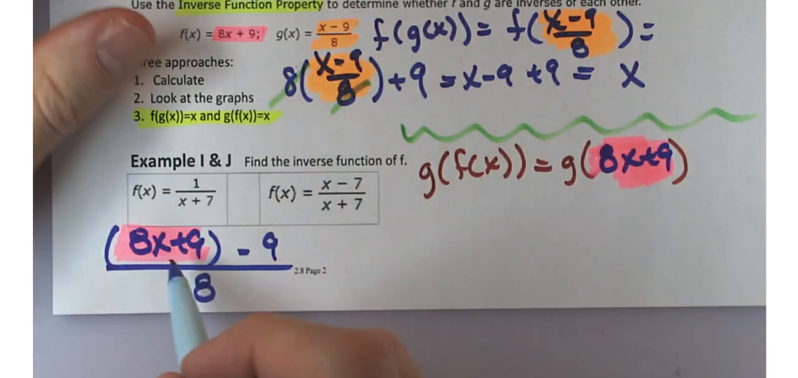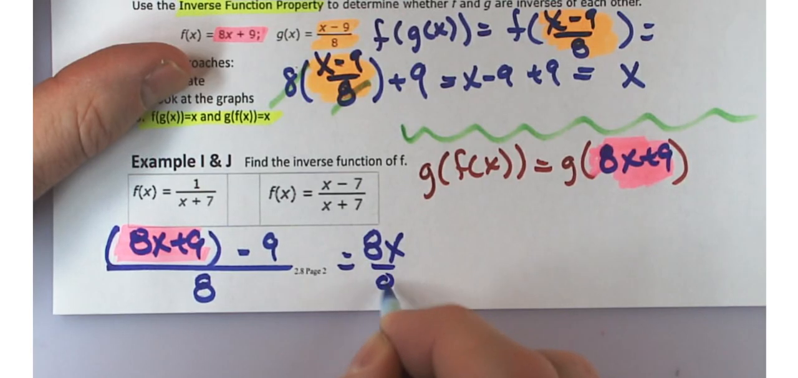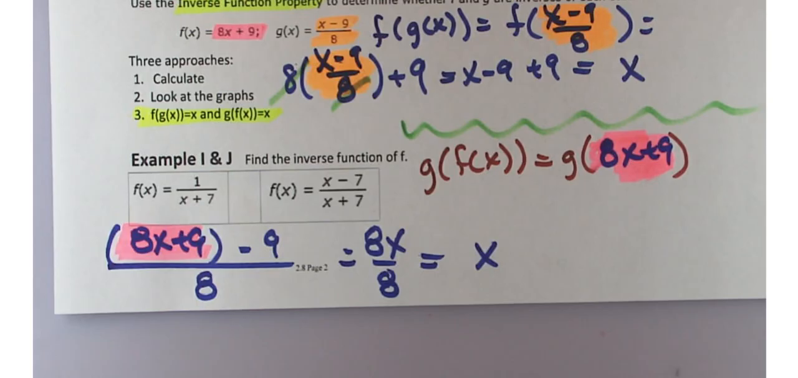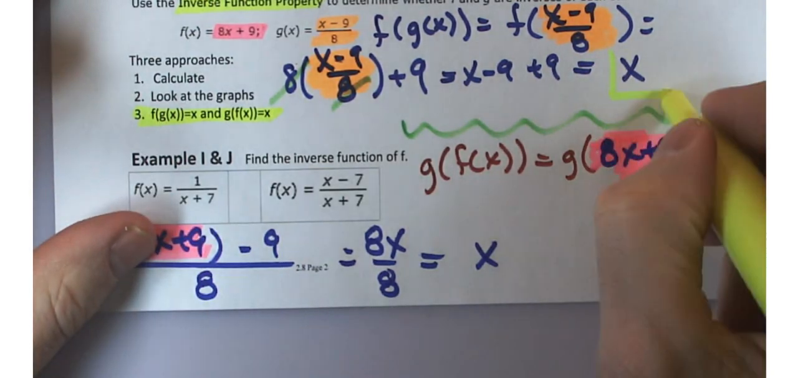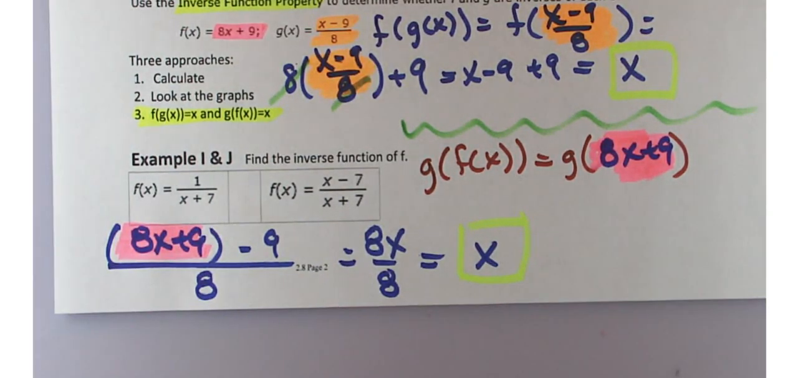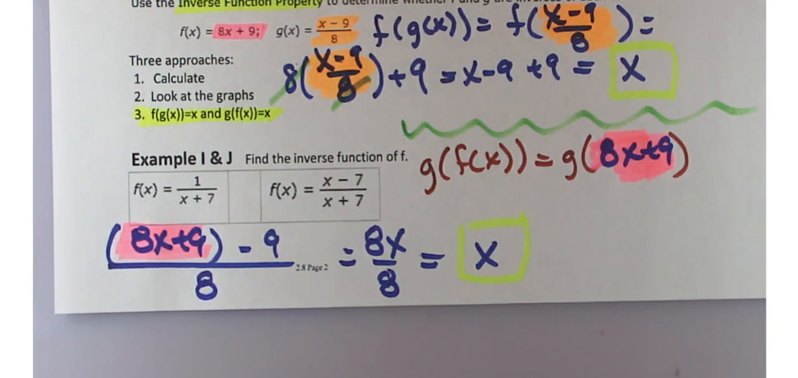In the numerator, the 9's cancel each other out, so I end up with 8x over 8, which is again x. So I get the same thing twice. Either way I calculate this, I end up with x. So nice. So you can confirm and prove that way that those two functions are inverses of each other.